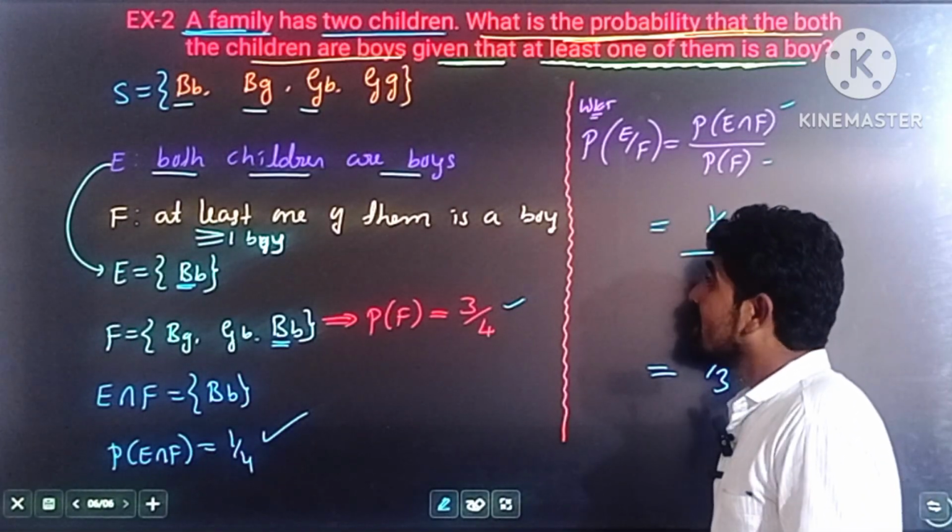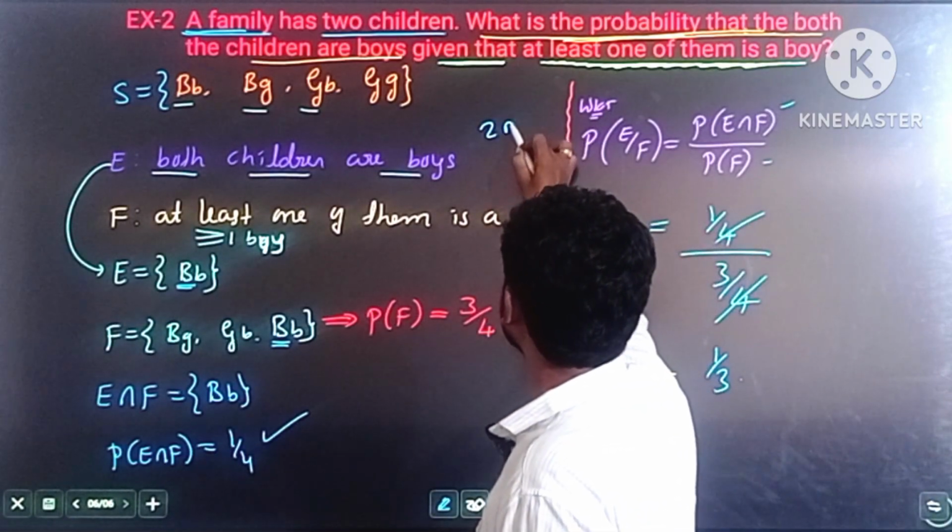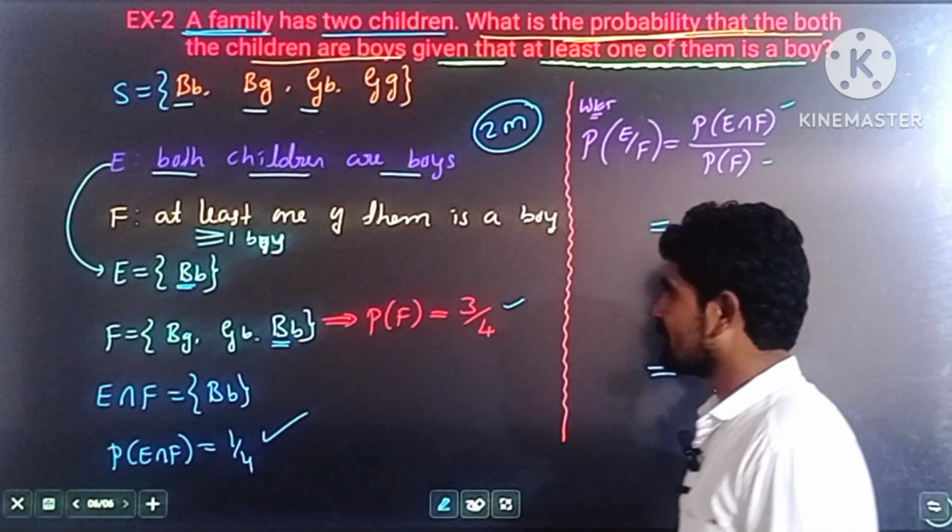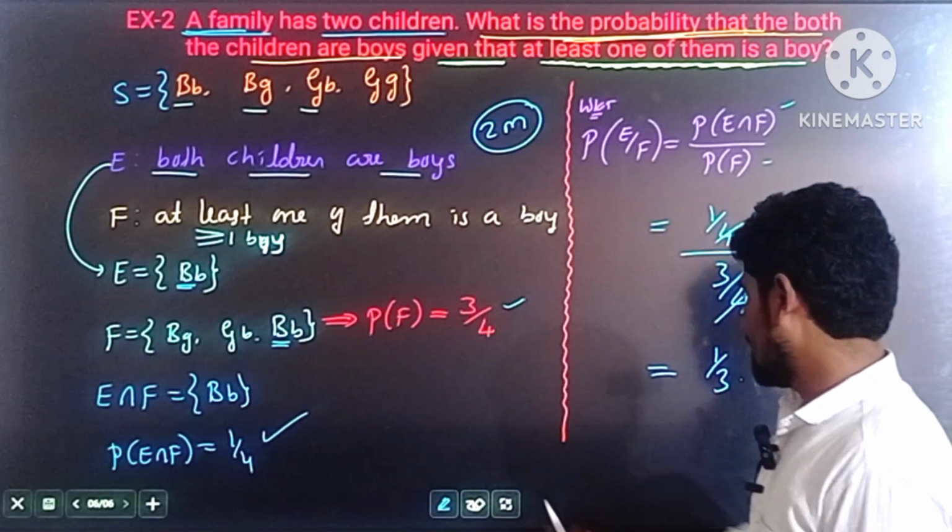I hope all of you understood. This question is important for 2 marks, and it is asked in your annual examination. So let's start the next question.